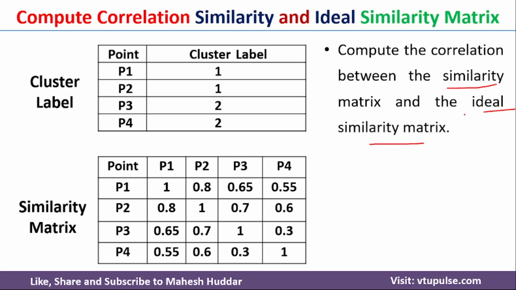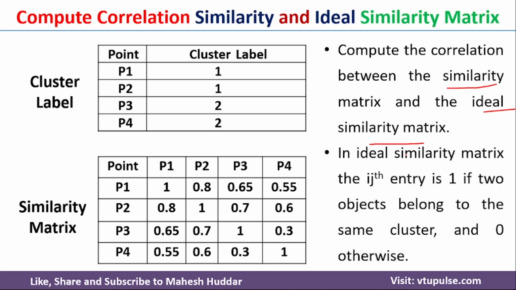Now the question comes in front of us, what is the ideal similarity matrix? The ideal similarity matrix contains, for the ijth entry, 1 if two objects belong to the same cluster, 0 if two objects belong to different clusters. For example, let us say that 0.8 here is between P1 and P2. P1 and P2 belong to the same cluster, so this 0.8 is replaced with 1 in the ideal similarity matrix. Consider one more example, 0.65. This 0.65 is between P1 and P3. P1 and P3 belong to different clusters here. P1 belongs to cluster number 1, P3 belongs to cluster number 2. Hence, this 0.65 is replaced with 0 in the ideal similarity matrix.